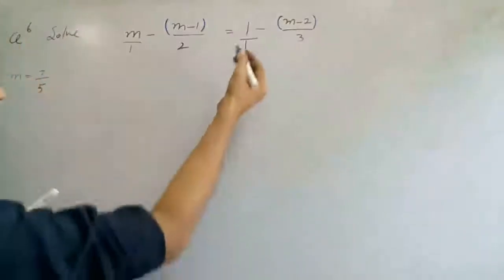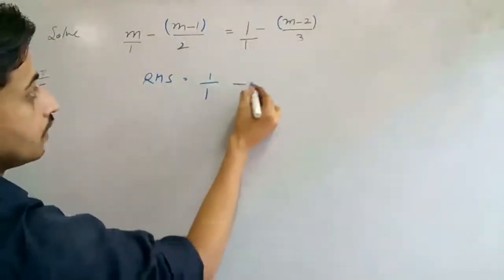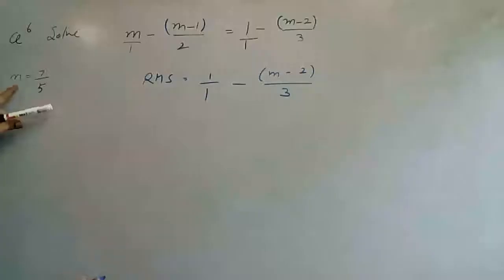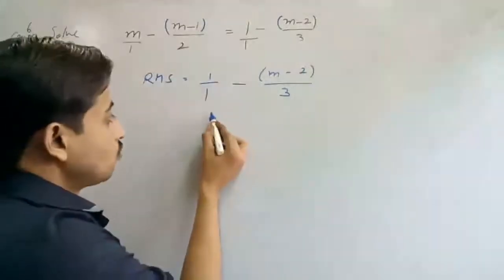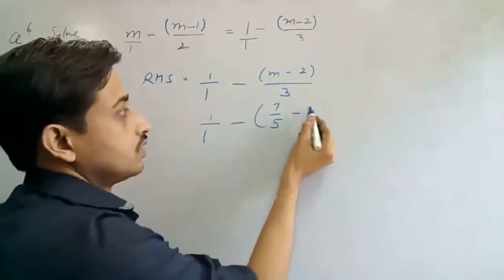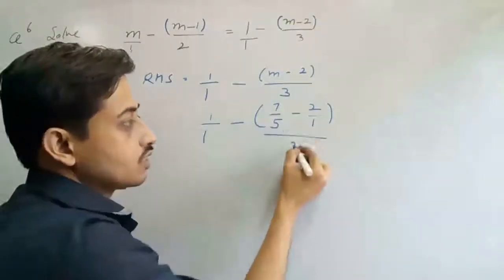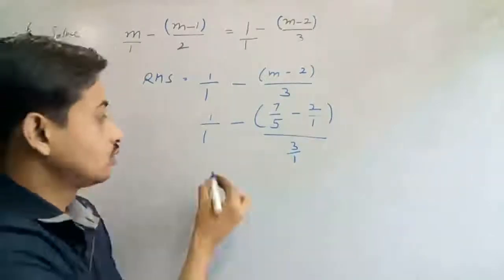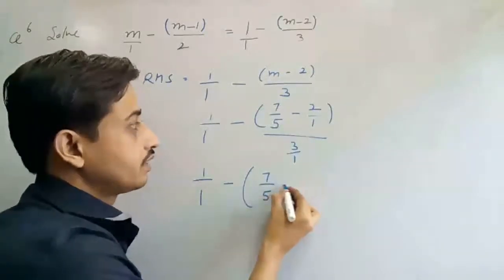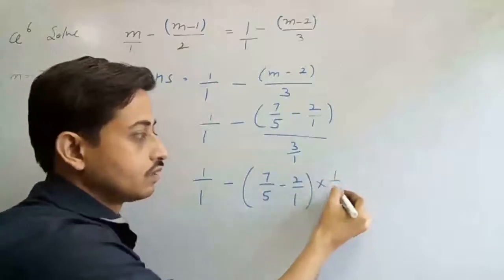Now we have to solve the right hand side. What is the right hand side? 1 by 1 minus m minus 2 by 3. Now put the value of m as 7 by 5. Put 1 by 1 as it is, minus m, 7 by 5, minus 2. It is rational. Try to make it also rational. It also is a rational, 3 by 1. Now the next step is what? We take the reciprocal of the denominator terms. So this will be the reciprocal. We get 1 by 3.